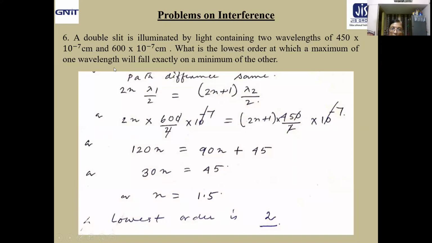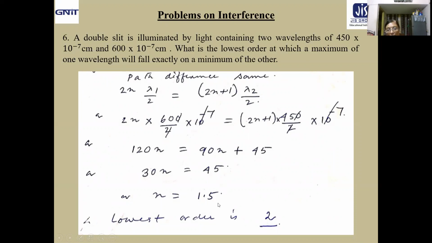Let us take a look. Here also the path difference is the same, so the formula is also similar. 2n lambda 1 by 2 equal to 2n plus 1 lambda 2 by 2. Now it is 2n and it is 2n plus 1. Naturally, with the larger factor you have to associate the smaller wavelength, that means 450 into 10 to the power minus 7. And with the smaller factor, that is 2n, you have to associate the larger wavelength, that means 600. And from there you can solve it very easily.